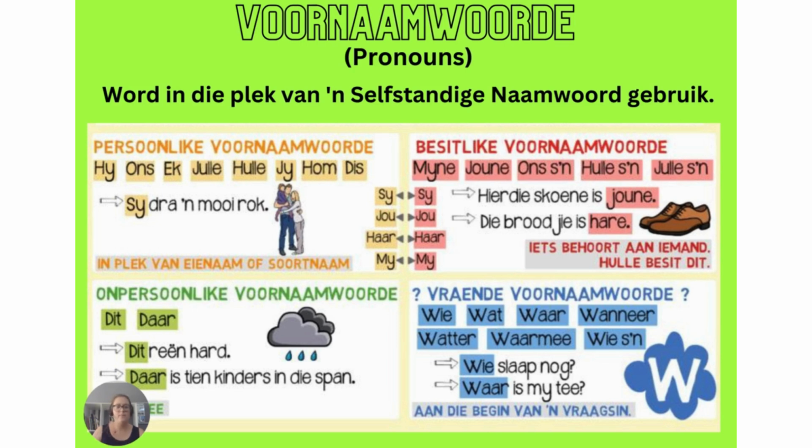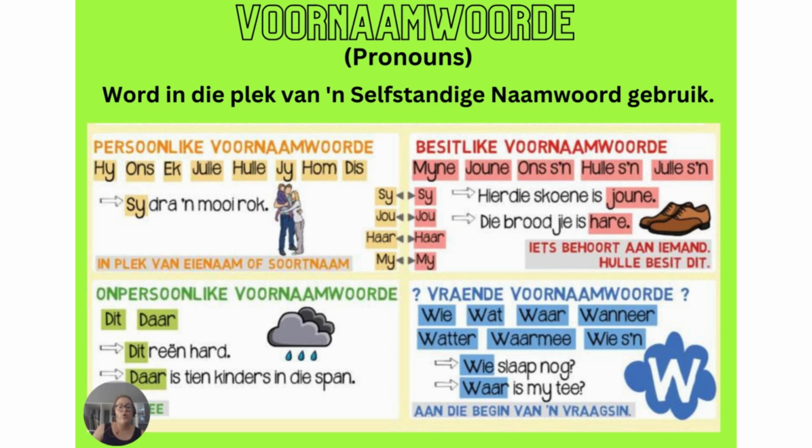They own it. Dan kry ons onpersoonlike voornaamwoorde. That's very impersonal, né? Dit en daar. Dit reën hard. Daar is 10 kinders in die span. There is only 2 onpersoonlike voornaamwoorde. So daar is net 2.